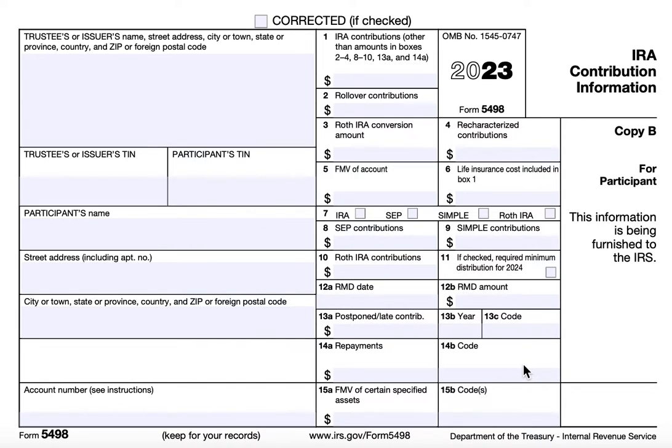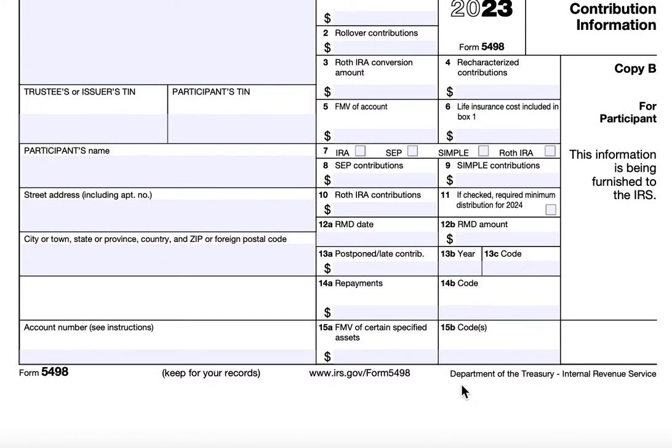And these are repayment amounts that your custodian is telling you that you should put your money back in before there becomes a tax consequence. And again, depending on the situation, you would have to refer to the IRS guidelines and the Internal Revenue Code for more clarification. And then the last boxes, 15A and 15B, this is a fair market value of certain investments in the IRA, as well as the codes.